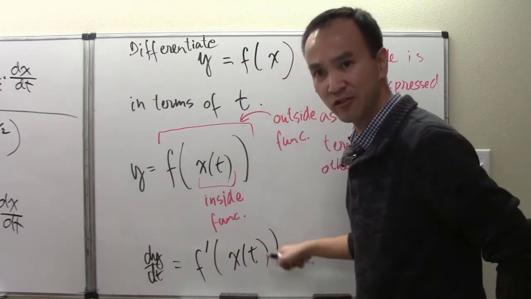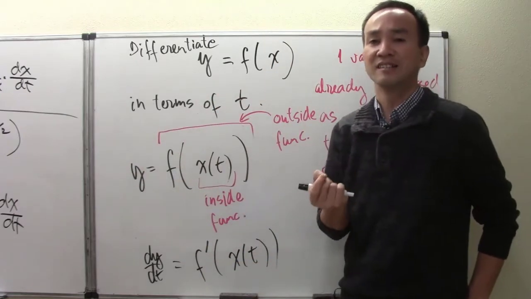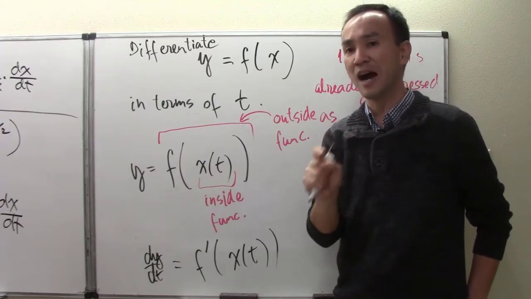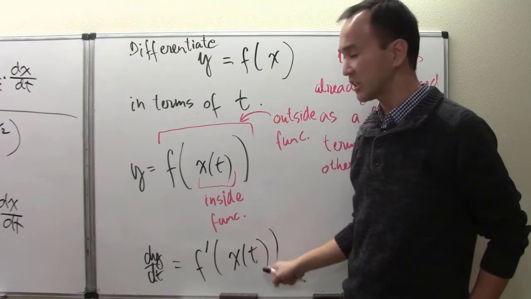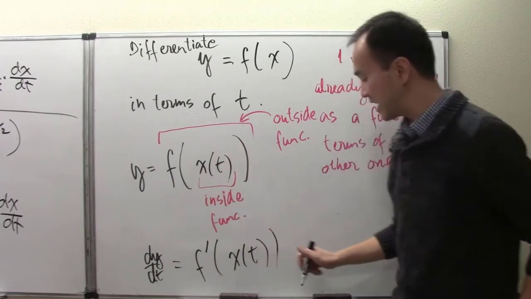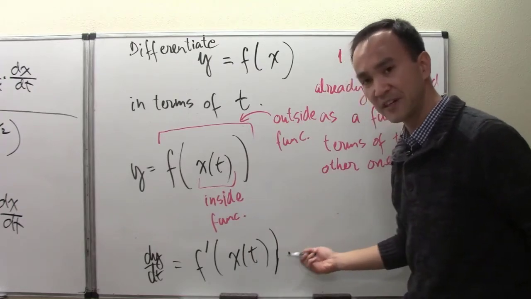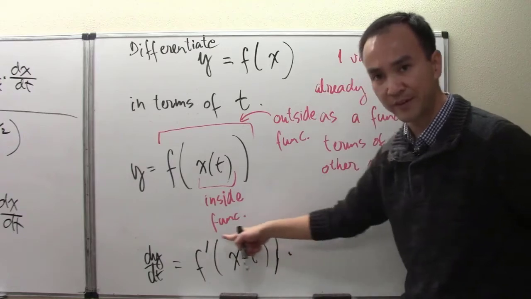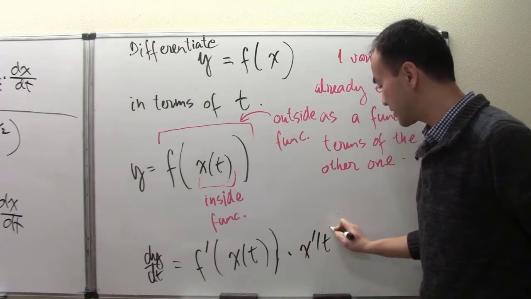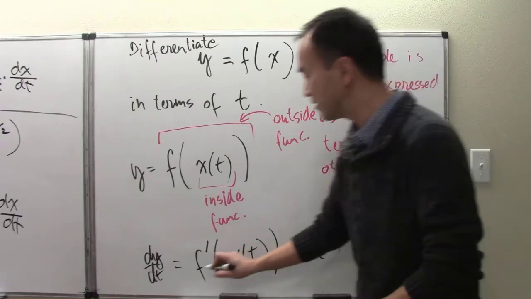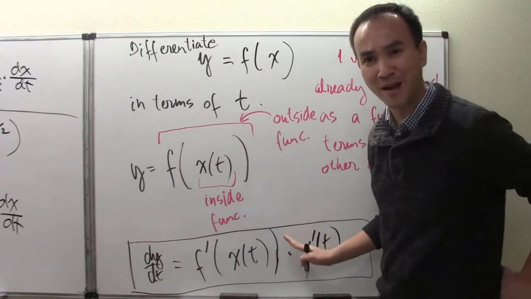I believe I've yelled out loud multiple times throughout my lessons, specifically in the lecture about the chain rule. We take the derivative of the outside, keeping the inside function the same. But then the chain rule has a further statement. We have to multiply that derivative of the outside with the derivative of the inside, which is x prime of t. This is the raw format of the chain rule.